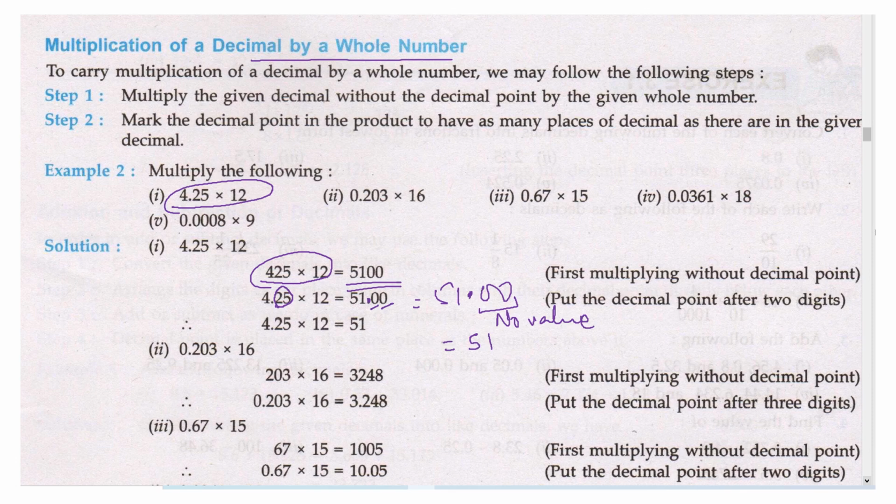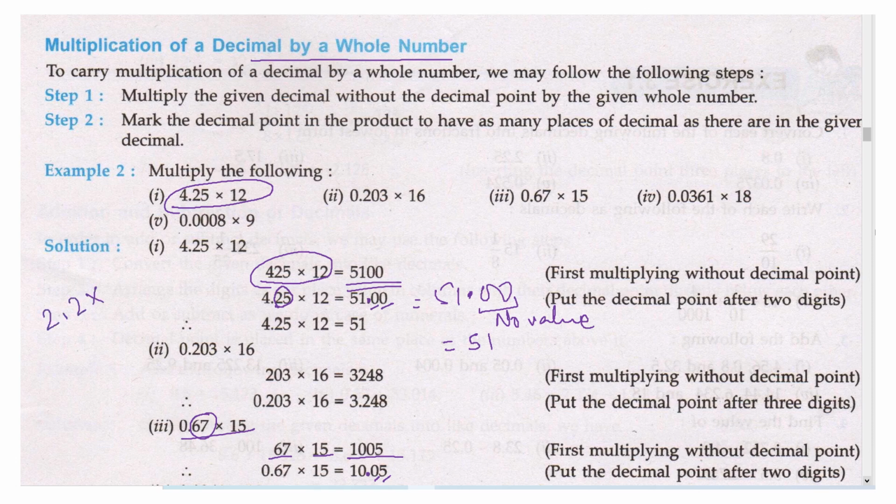Now look here, 0.67 into 15. So you do 67 into 15 first, ignoring the decimal. You'll get 1005. Now how many decimal places does it have? 2. So from the back you count 1 and 2 places and then put the decimal here.